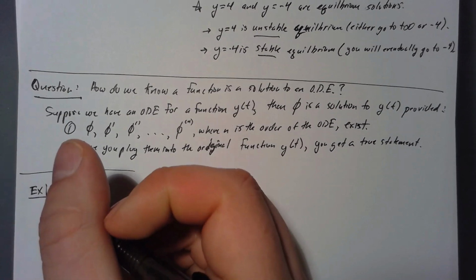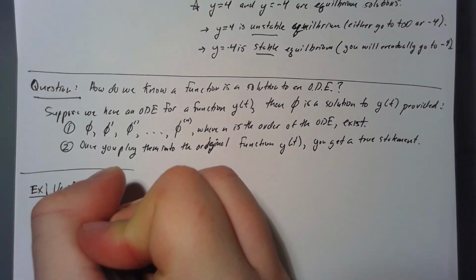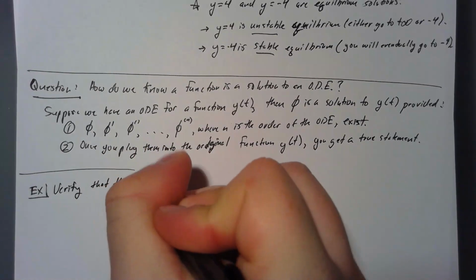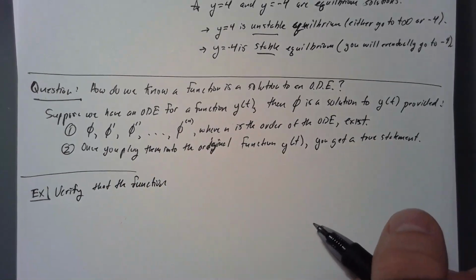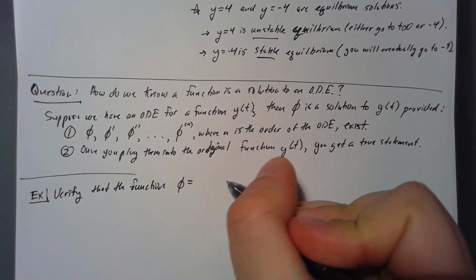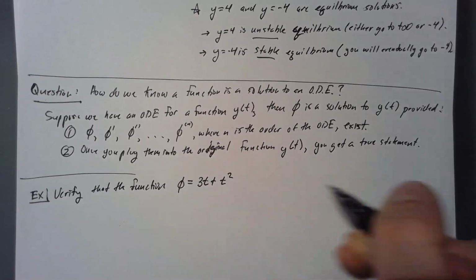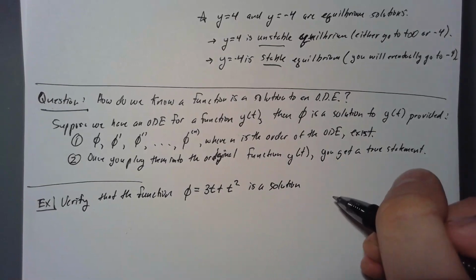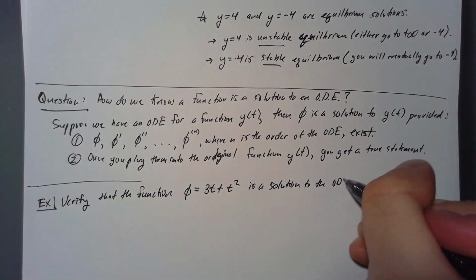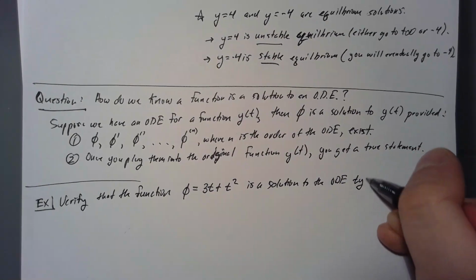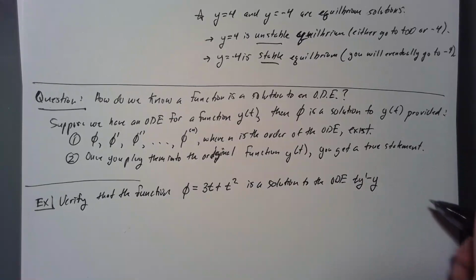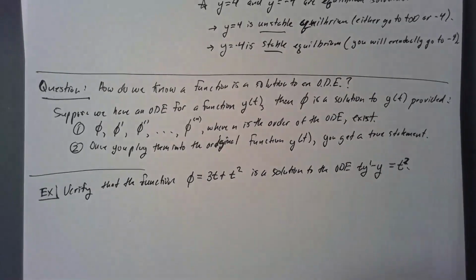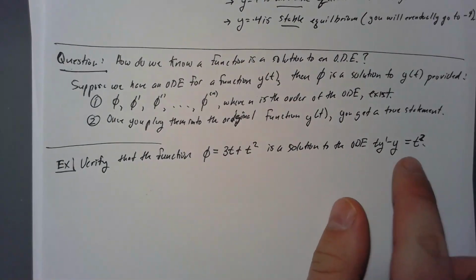So let's look at this one. Verify that the function phi equals 3t plus t squared is a solution to the ODE t times y prime minus y equals t squared. So verify that this function is a solution to this ODE.